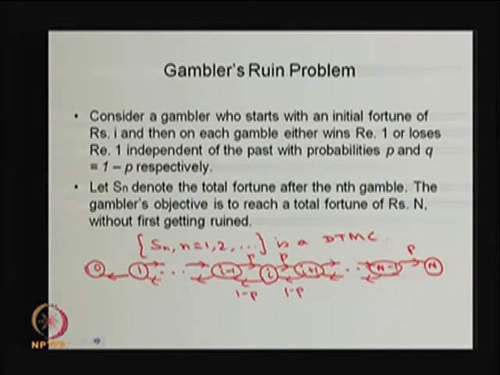With this example, I go to the next example, that is a reducible Markov chain, and this is a special case of a random walk also. Let me discuss what the example is. This is called the gambler's ruin problem. Let me define what the gambler's ruin problem is.